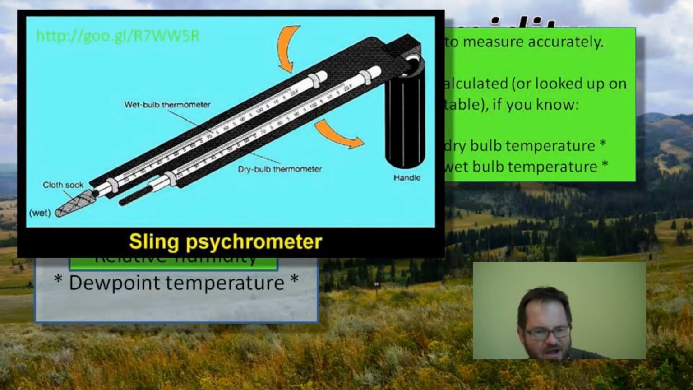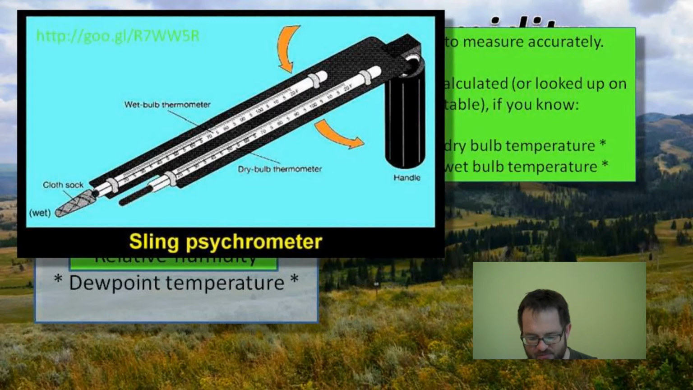And when you swing this thing around and air flows over those two bulbs of the thermometers, the dry bulb temperature is measuring the temperature of the air, and the wet bulb thermometer is colder than that, because water vapor is evaporating off of the little footy, which is a cooling process, and so the wet bulb temperature will be less than the dry bulb temperature.